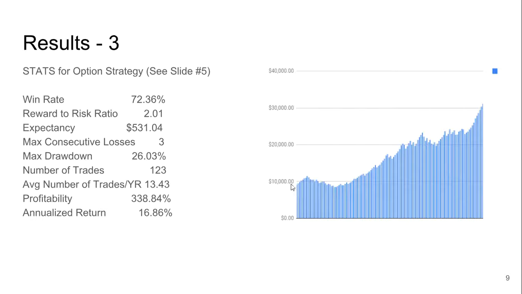So here's how a $10,000 account would have grown up to just over $30,000 as of a few weeks ago. I'm recording this at the end of August of 2018. And here's this drawdown of 26% that you incurred from the start. Remember, we had 3 consecutive losses at 5%, so that's 15%, but there were also some win 1, lose 2s in there as well, so that's why the 26% shows up right here.